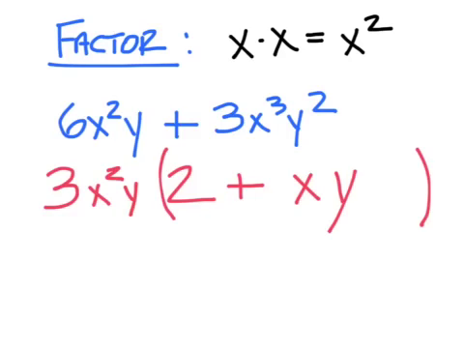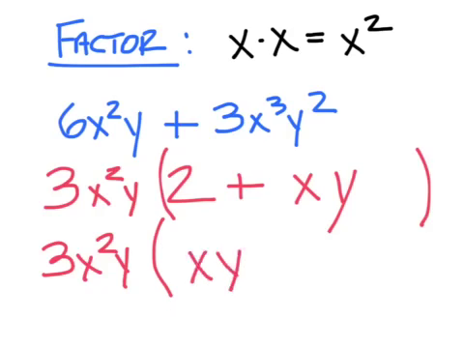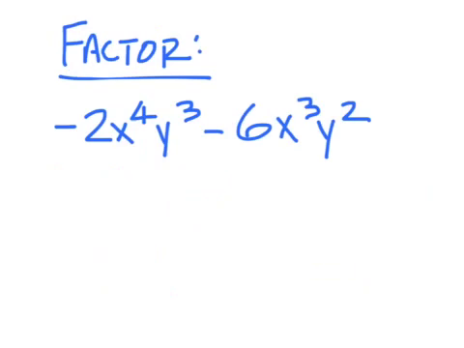Here is your solution, except you have to put it in the right form. You want descending powers of x inside your parentheses. 3x squared y stays the same, but you write xy plus 2 to put it in order. Next: negative 2x to the fourth y to the third minus 6x to the third y squared.